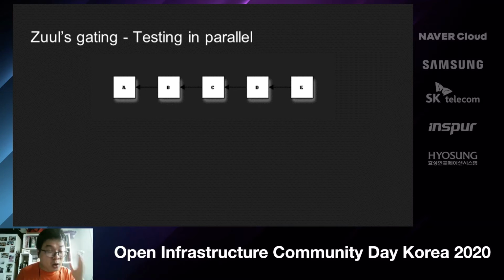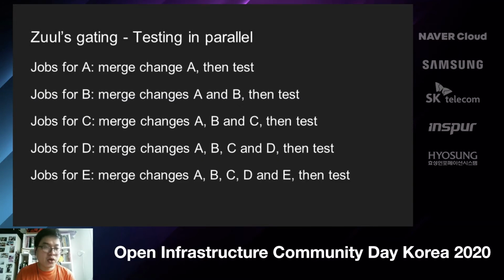And the cool thing is, Zuul helps you automate this process. Zuul gating tests in parallel, so it's executing the tests simultaneously. For example, if the reviewer approves 5 changes in rapid succession, A, B, C, D, E, like 5 changes, let's see, in this order: A, B, C, D, E.